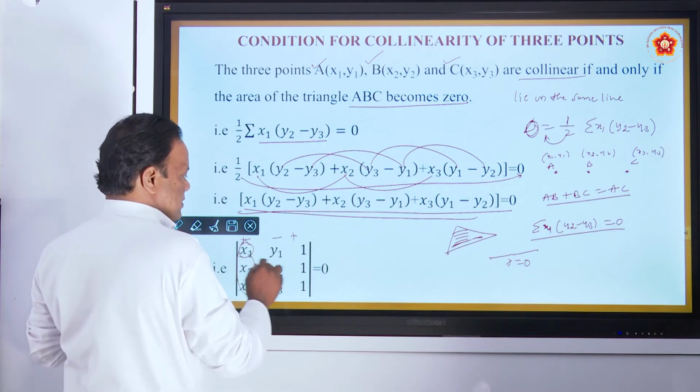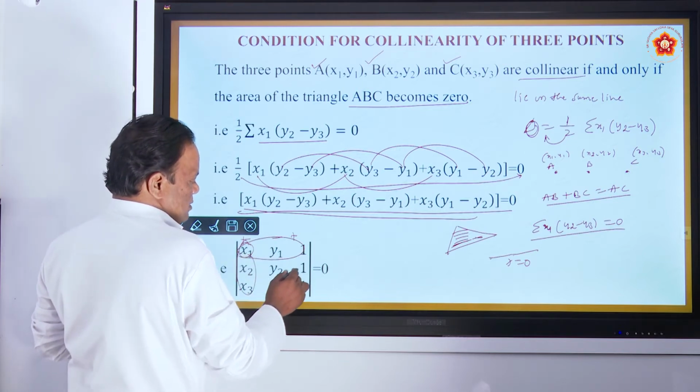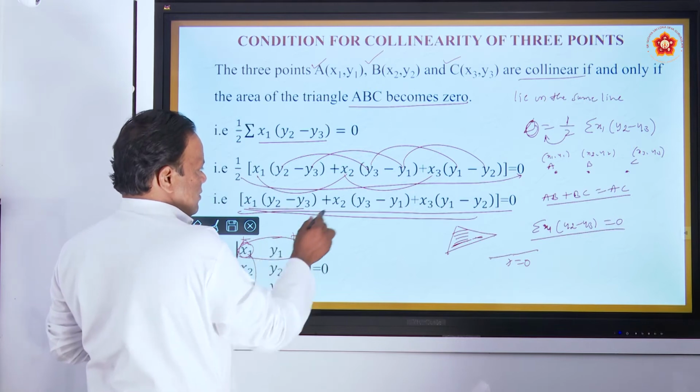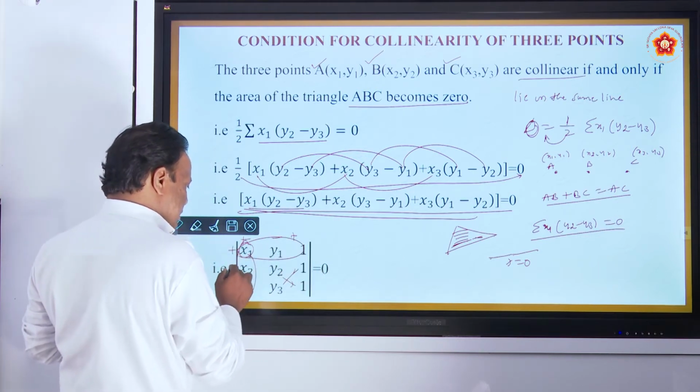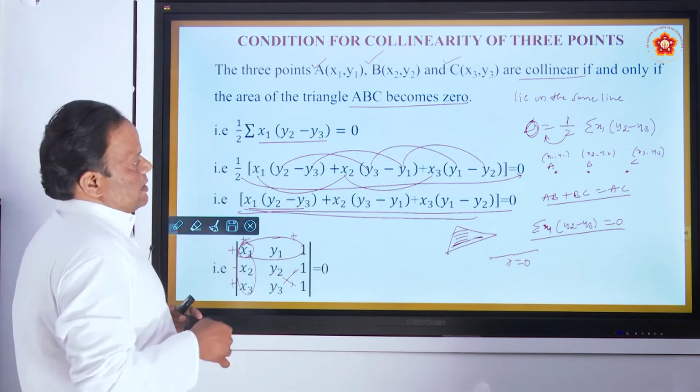Remove the x1-containing row and column, multiplier y2 minus y3, and so on. Similarly, for x2, expand along the first column, and you get the same result. Okay, let us see all these things in the next slide.